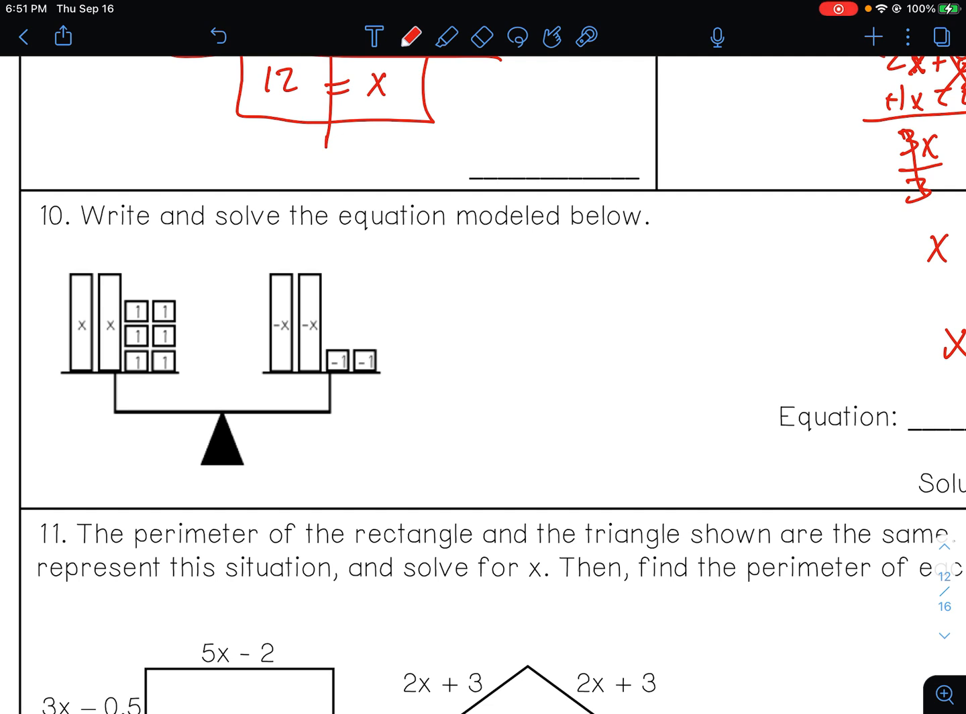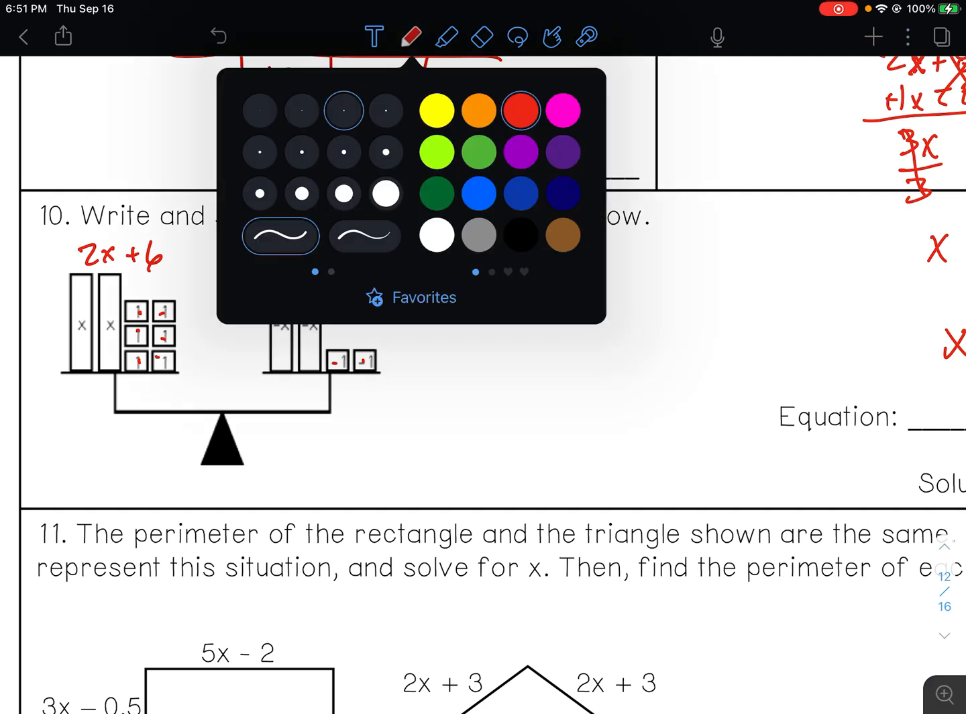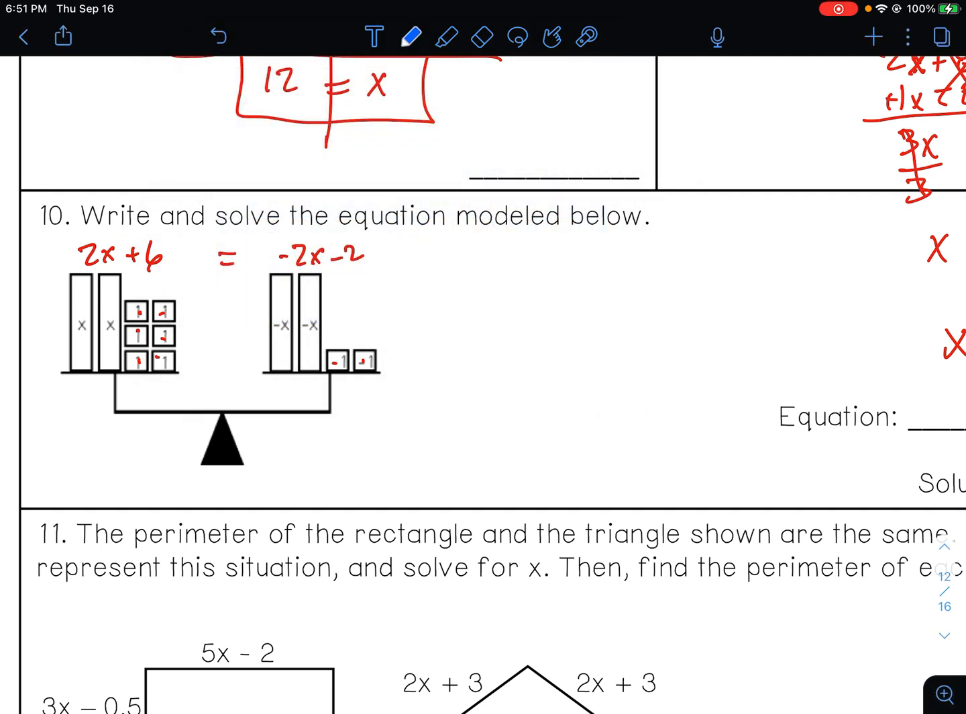So on this equation, we have 2x, and then we have 1, 2, 3, 4, 5, 6, 2x plus 6. On this side, we have negative 2x, negative 1, negative 2, so minus 2. And that's our equal sign. So I'm going to write it on over here, using blue this time, because why not? 2x plus 6 equals negative 2x minus 2.